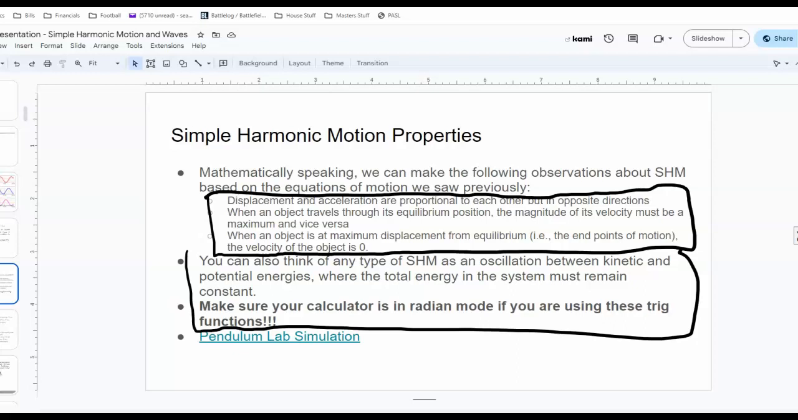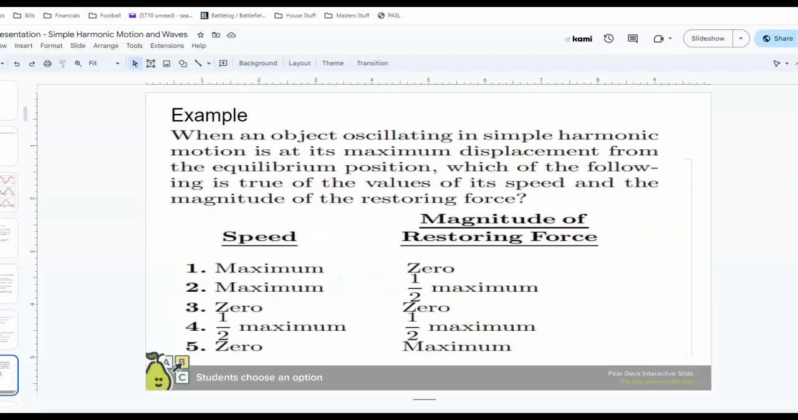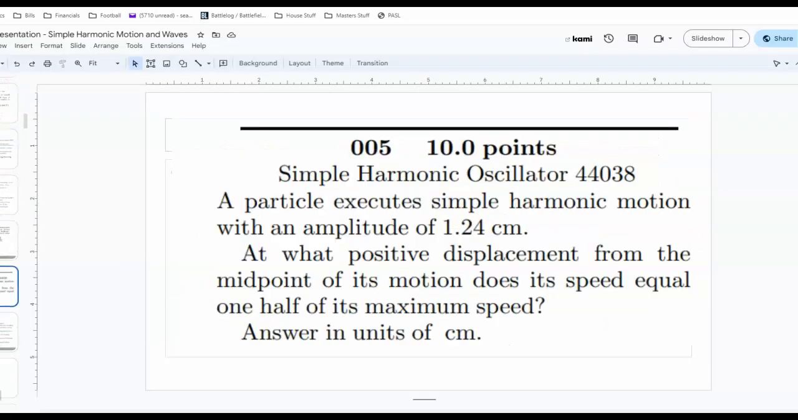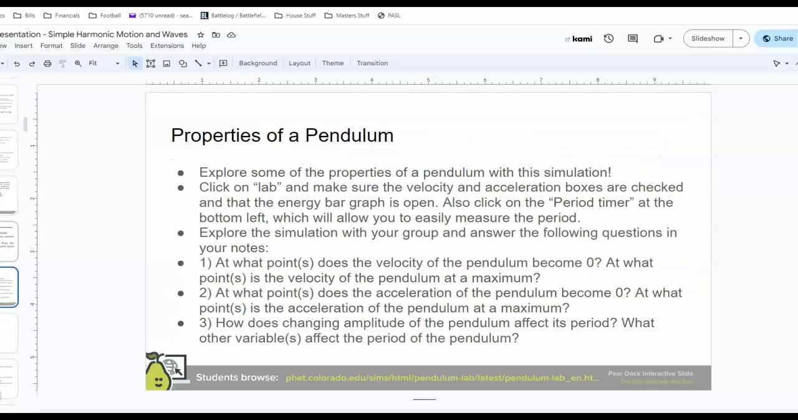Okay, so pause there. I'm going to go to the next slide. Okay, so there are some examples in the notes. I'm going to skip the examples for now and talk about those in a separate video.